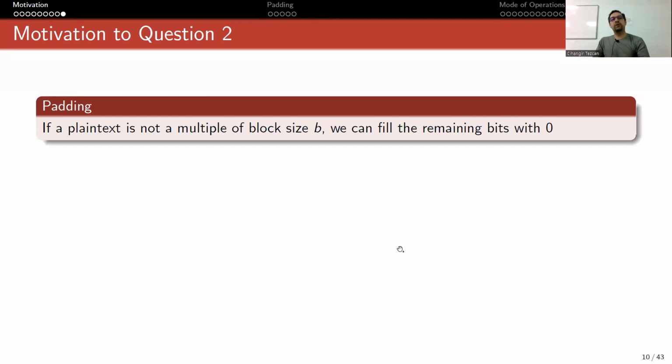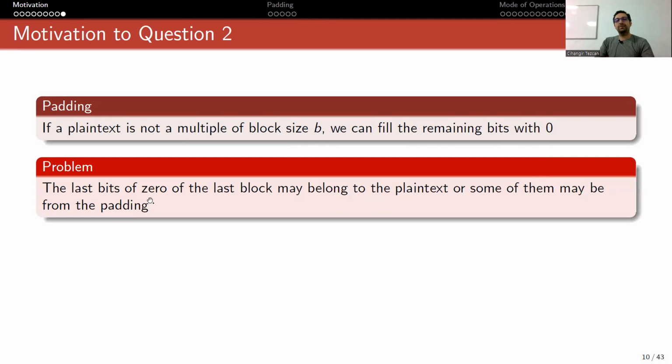Let me move on to our motivation for the second question. So if a plaintext is not a multiple of block size B, we can fill the remaining bits with 0, right? This is the first thing that comes to our minds. We call this kind of filling the remaining part as padding. But if you fill everything with zeros, the last bits of 0 of the last block may belong to the plaintext, or some of them may be from the padding. So this causes an ambiguity. When I receive a ciphertext, when I decrypt it and obtain the plaintext, and if I see 0 bits at the end, I will never be sure if it is from the plaintext or from the padding.